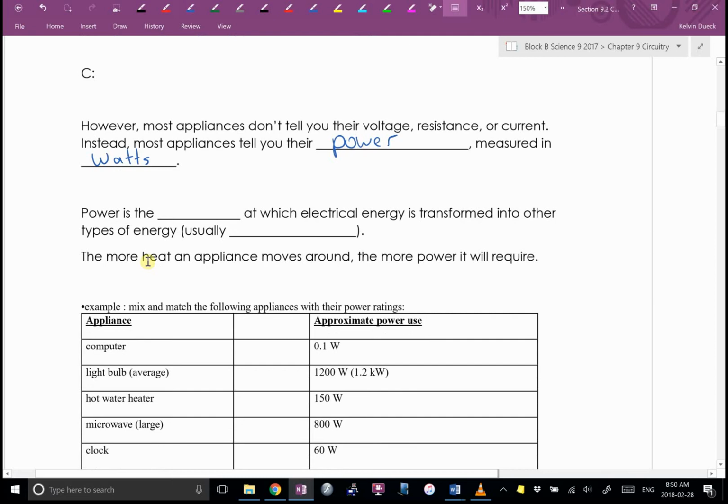Okay. Why do we give you the power? Power is the rate at which electrical energy is transformed. Power is how fast this device uses up energy. Transformed into other types of energy, and the most common one usually is heat, but not always.